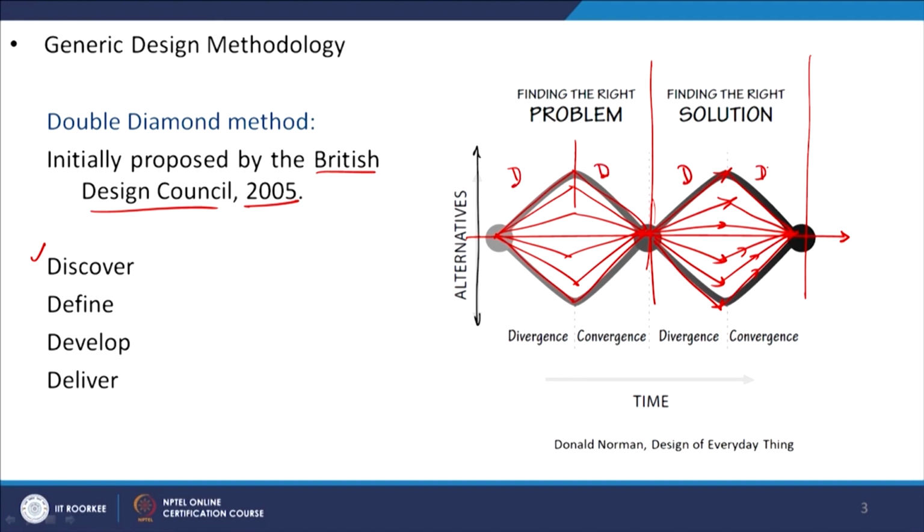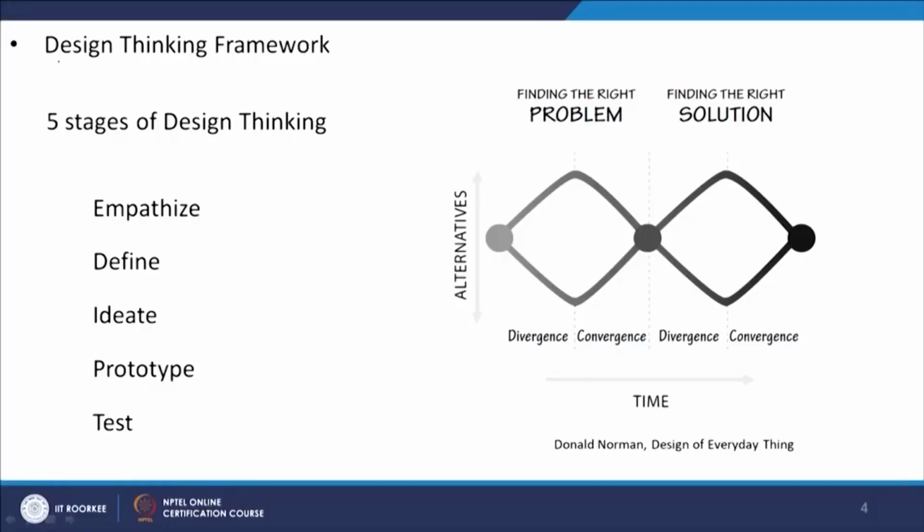There are different other models which also conform to this double diamond method, the same process with a little deviation. Many other designers and marketing people have developed other models which are also quite similar to this process. The other model is the design thinking framework.